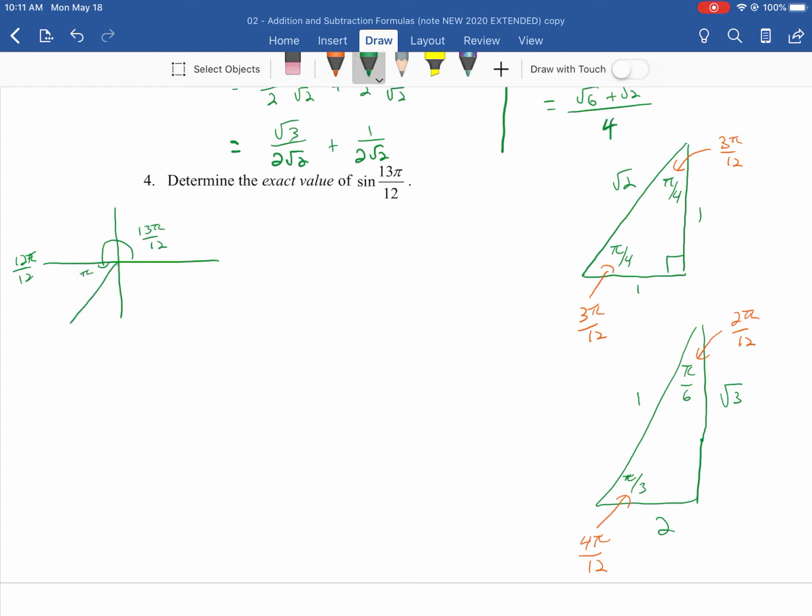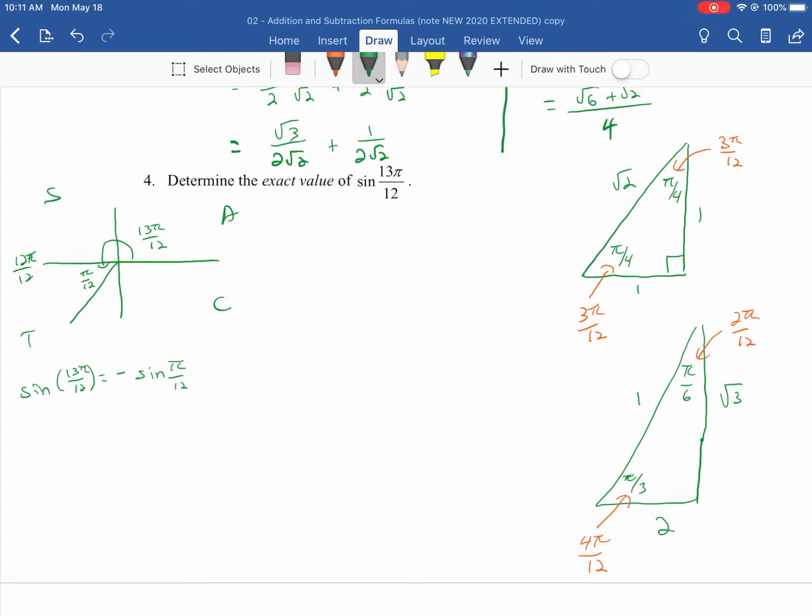I want you to be able to see that, so let me just make everything a little bit bigger here. That's a pi over 12 in there. And what that means is that sine of 13 pi over 12 is equal to sine of pi over 12. They have the same related acute angle. The only thing that's happened here is it's switched from positive to negative, so I need a negative out there in front of my sine of pi over 12.